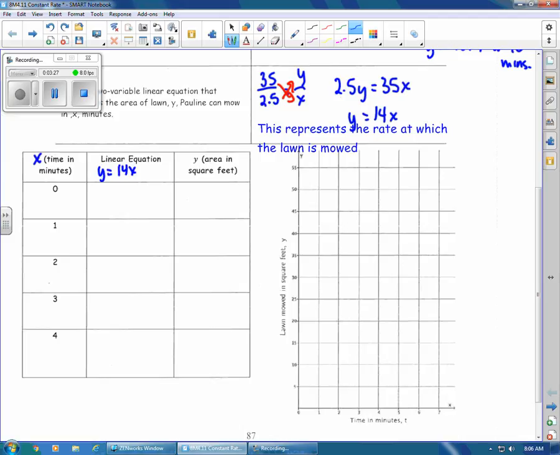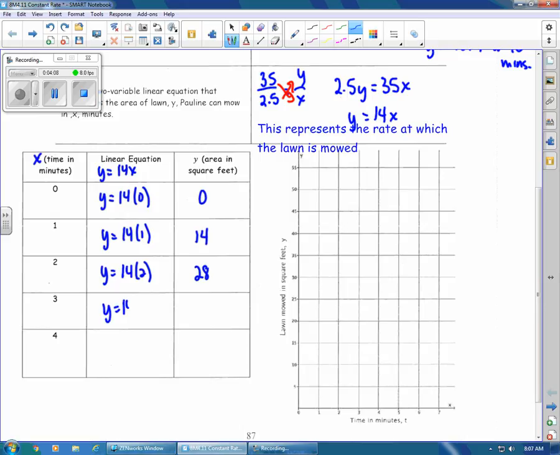So I was saying we can plug in or substitute in any value for x and figure out the square footage that's being mowed in that time. So here's an example. If I have y equals 14x and I substitute in 0 instead of x, 14 times 0 is also 0. So my y value is going to be 0 here. The next one, y equals 14 times 1. 14 times 1 is 14. So I know my y there. Next one, y is equal to 14 times 2. Hopefully you know that one off the top of your head. That one's going to be 28.